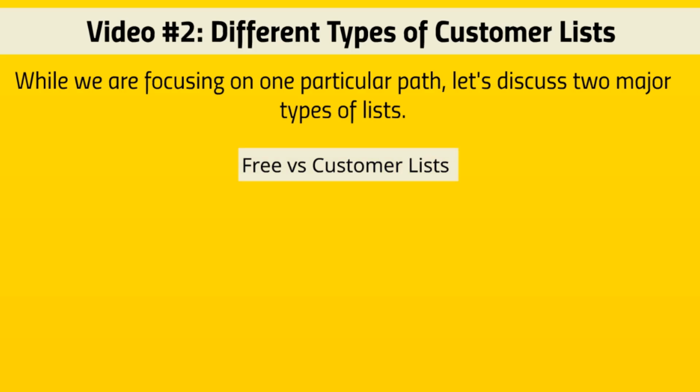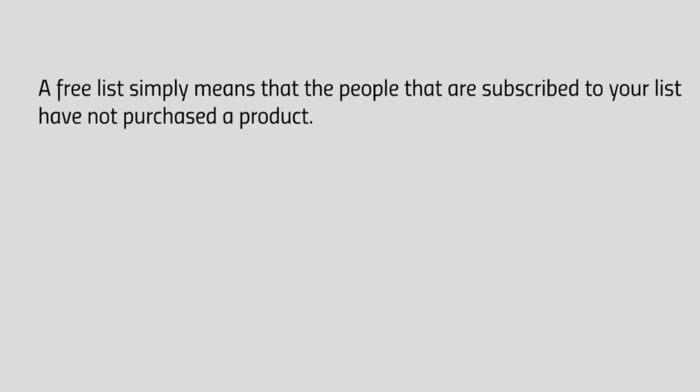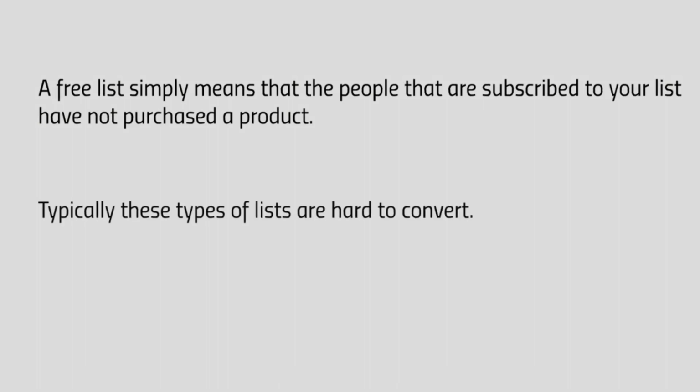So the 2 major ones are the free list versus the customer list. So a free list, let me explain the differences. A free list simply means that the people subscribed to your list have not purchased a product. So if you imagine you get onto a landing page or a squeeze page and they're asking for your name and your email and that's it, you're not buying anything. That is basically what a free list is.